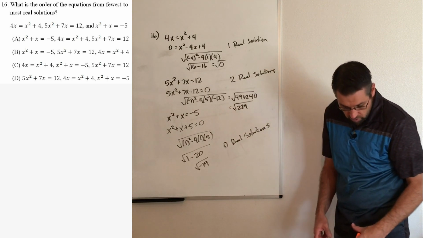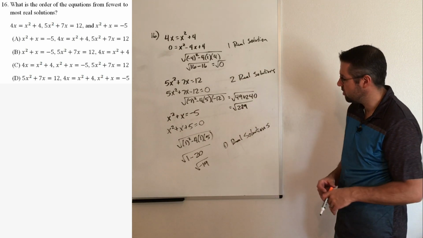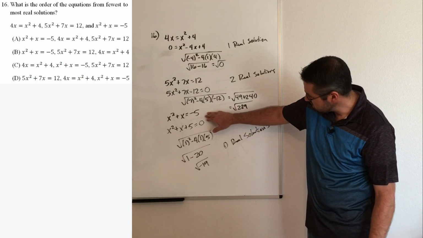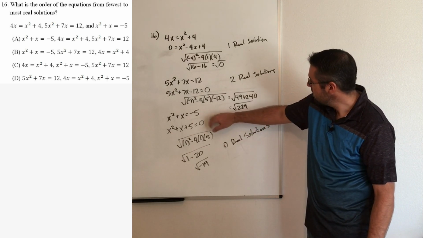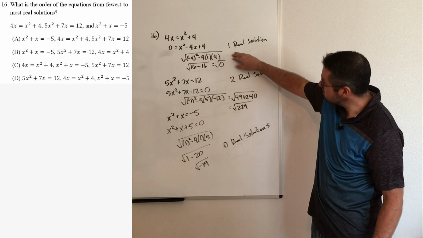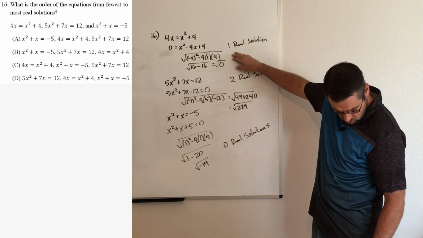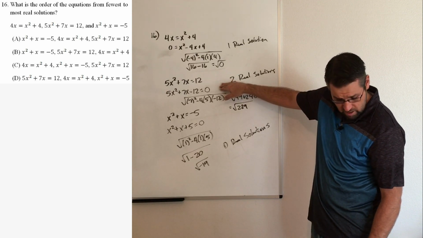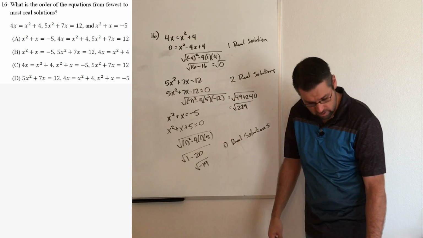So in order from the fewest number of real solutions to the greatest, it would be x squared plus x equals negative 5, and then it would go to the 4x equals x squared plus 4, and then it would go to the 5x squared plus 7x equals 12. That means A is our answer there.